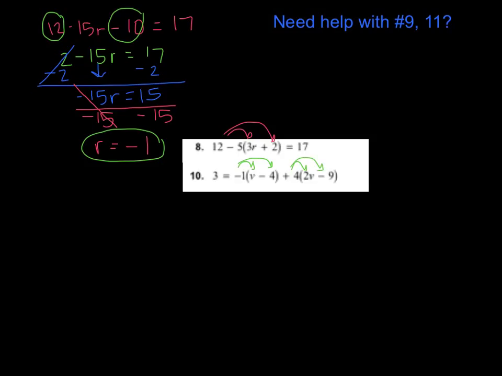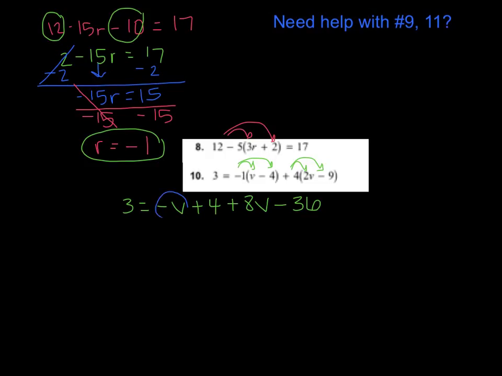So I have 3 equals, and then negative 1 times v would make a negative v, and negative 1 times negative 4 would make a positive 4. Now I continue, so I have a 4 times 2v, that would give me positive 8v, and then 4 times negative 9 would make negative 36. Okay, so now I've kind of unlocked those variables and constants that were trapped inside the parentheses, and I can start combining like terms.